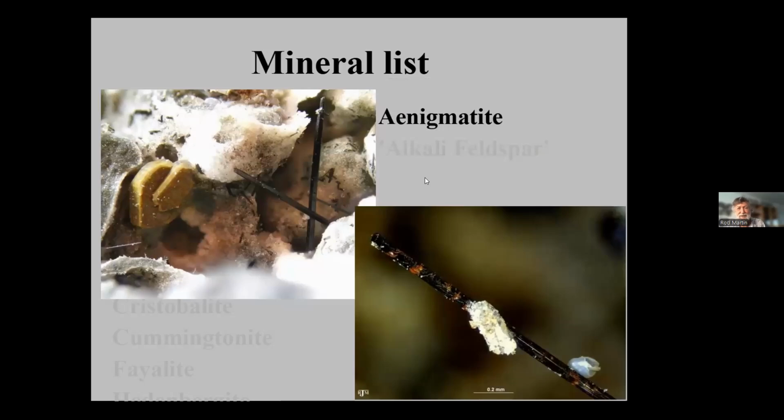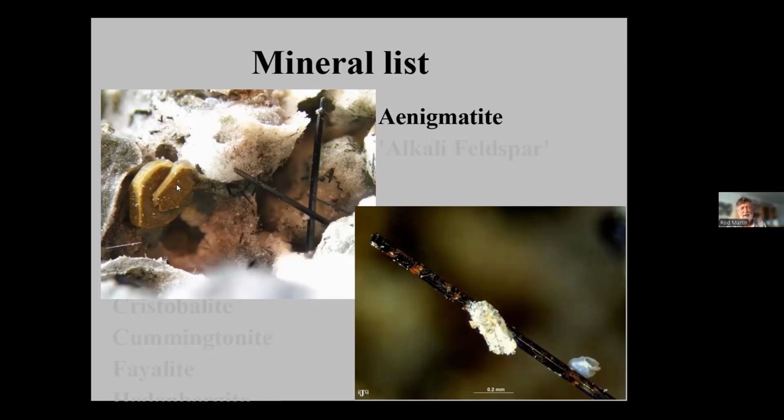Enigmatite, there's a reasonable amount out there. You do tend to find some incipient alteration to hematite on some of them. That's actually an insect case, I would say there. They're fairly small and usually in these long, thin black needles.